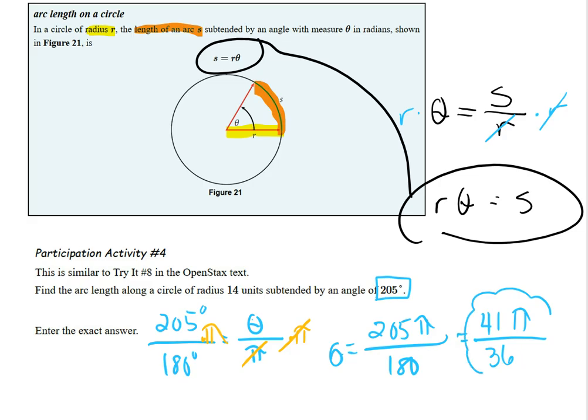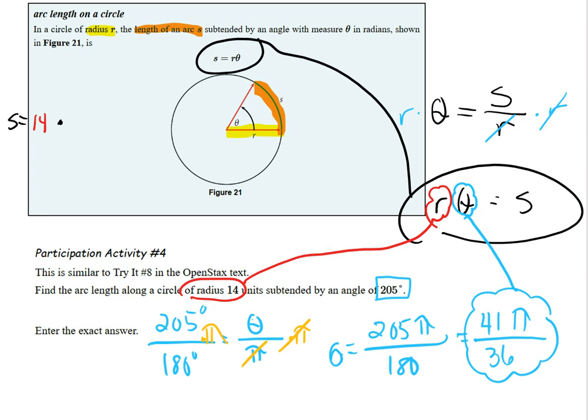So you're going to take this and stick it right here where theta is. They also told me that the radius was 14, so that's going to go right here. So I'm going to take 14 times my 41 pi over 36. Let's do it up here. This is what s is going to equal: it's your radius times theta, and theta was 41 pi over 36.